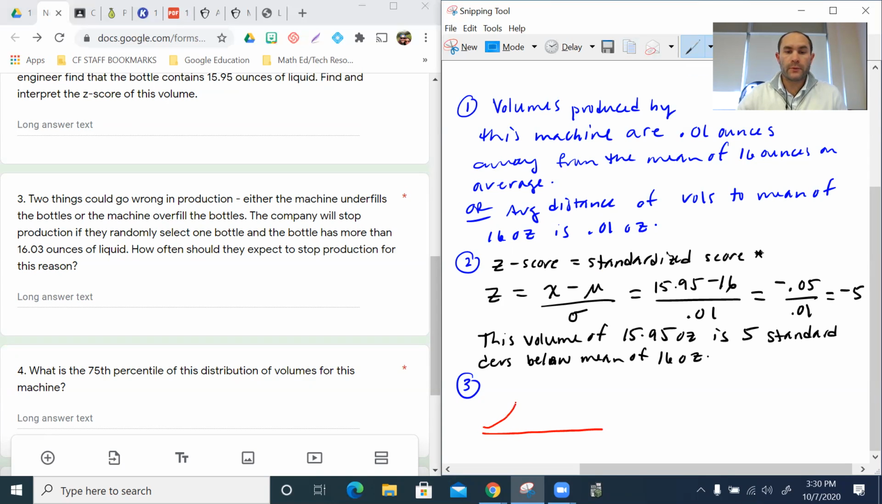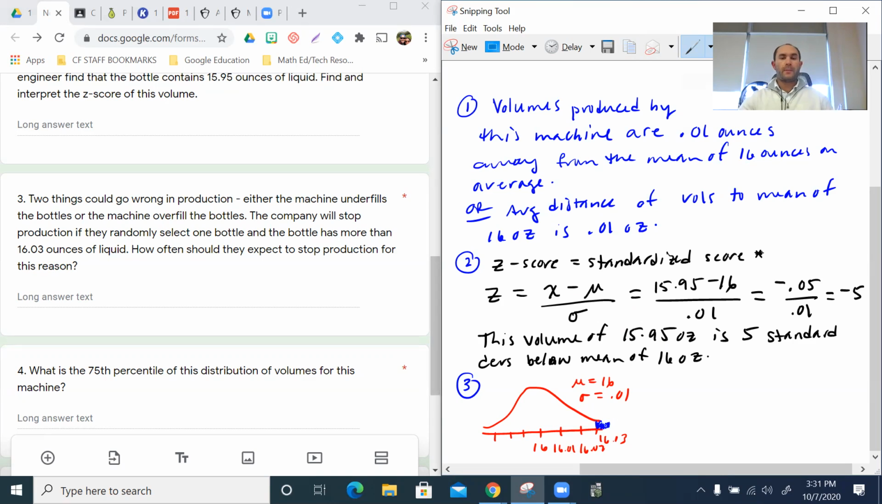So here's your normal distribution for this. Remember, a good normal distribution's got at least a labeled mean and standard deviation, but even better is if you tick mark out a few standard deviations so you can understand what's going on. It's got shading. So what's that? 16.01, 16.02, and then this one would be 16.03. It's going to stop production if this bottle is more than 16.03 ounces. So it's this area on our curve over here.